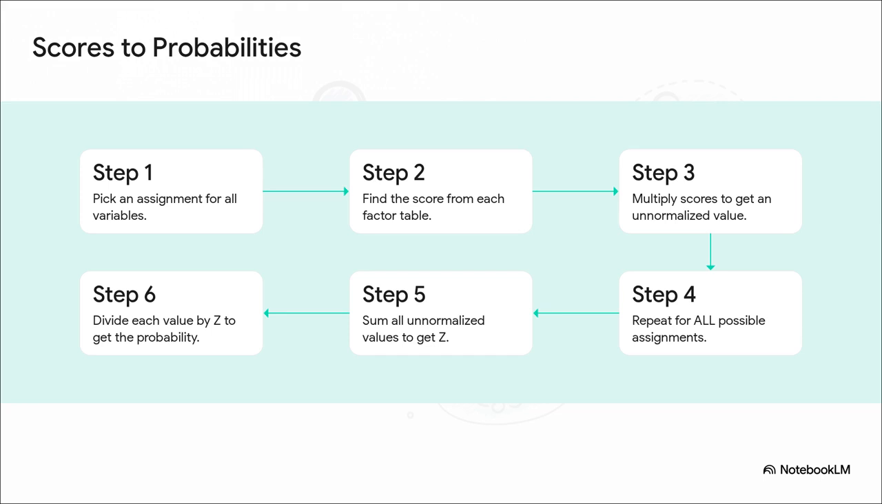2. For that state, you go to each factor table and look up the matching score. 3. You multiply all those scores together. This gives you one big number. 4. You do this again and again for every single possible combination of states. 5. You add up all of those big numbers to get one giant total, which we'll call z. And finally, step 6. You take each individual big number and divide it by that total, z. This last step, which we call normalization, is what magically turns our simple scores into real probabilities.